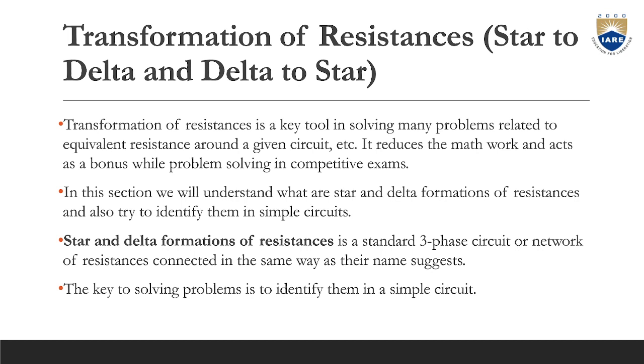In this section, we will understand what star and delta formations of resistance are, and also try to identify them in simple circuits. Star and delta formations of resistance form a standard three-phase circuit or network of resistance connected in the same way as their name suggests. The key to solving problems is to identify them in a simple circuit.